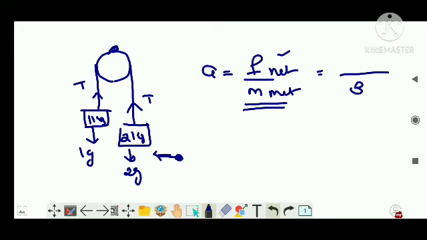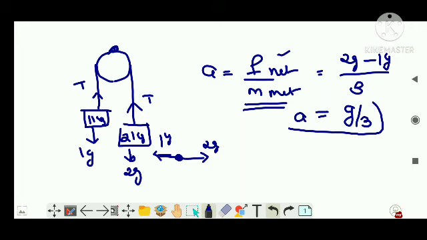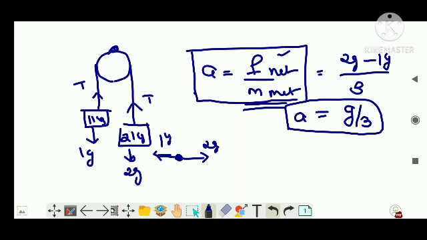So 1g in this direction and 2g in this direction, right? So for net force, higher value minus lower value, you will get g by 3 as the acceleration value. Very simple. You will get the same value with the equation, right? Clear? Acceleration is net force divided by net mass.